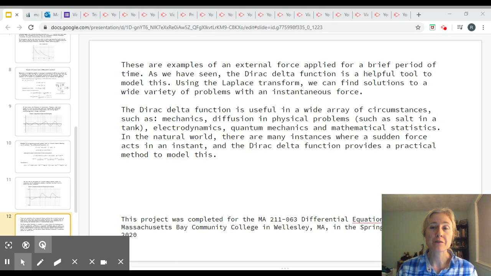These are examples of an external force applied for a very brief period of time. As we've seen, the Dirac delta function is very helpful under these circumstances, even though it's not technically a function. When you use the Laplace transform, you can find valid solutions for a wide variety of problems. The Dirac delta function is useful in a wide array of circumstances in mechanics, electrodynamics, quantum mechanics, and mathematical statistics. In the natural world, there are many circumstances where a sudden force acts in an instant, and the Dirac delta function provides a practical method to model this.